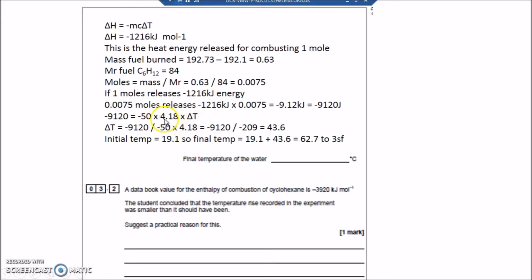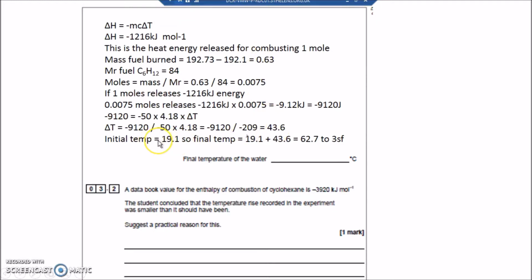If I multiply these two together, then 9,120 divided by 50 multiplied by 4.18 comes out as 43.6. I've got a minus on this side and I've got a minus on this side, so I've got a minus divided by a minus, so it's a plus value. That's correct, because the temperature change will be a positive value, because the temperature is going to go up as I burn a fuel underneath the beaker.